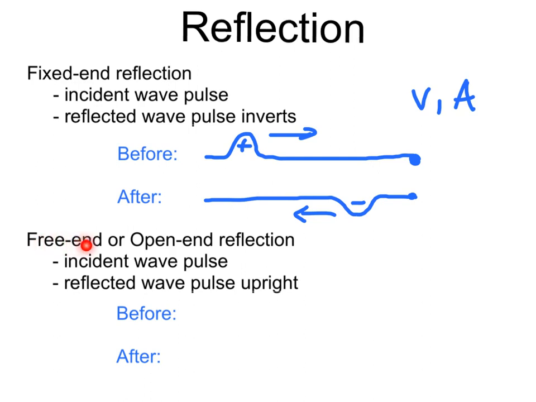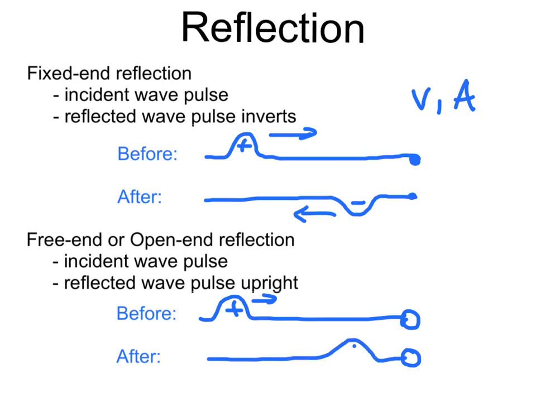But what if that end were a free end or open end, or in the pulse activity, loose end? Then that incident wave pulse would reflect and stay upright. So before we would have this positive wave pulse coming down, you would encounter an open end or free end, and as it encounters that and reflects off, it's going to stay on the same side. It'll still be positive, it might be a little less positive in amplitude due to some energy loss during that reflection process.